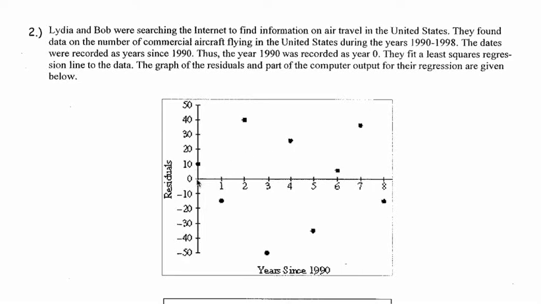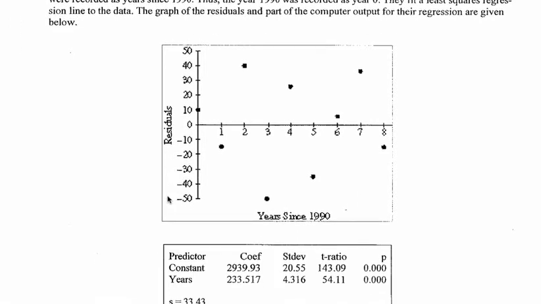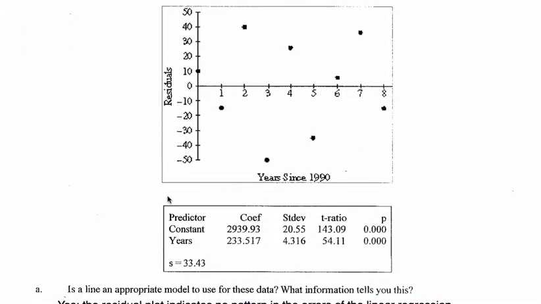So right here we have zero, which represents 1990. This is 1991. Here's the observation for 1992. 93 would be here, 94, etc. And this horizontal axis is labeled years since 1990. So something to think about though, this is the residual plot. Here we have some regression output.